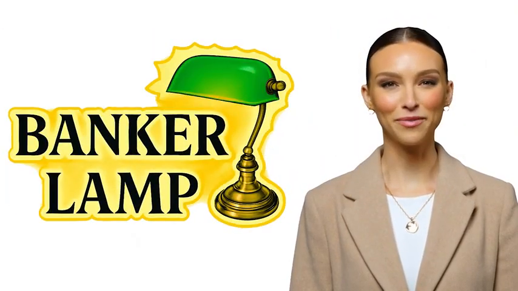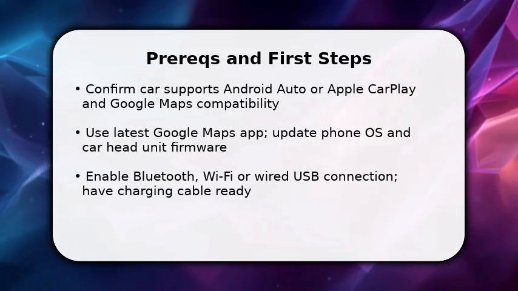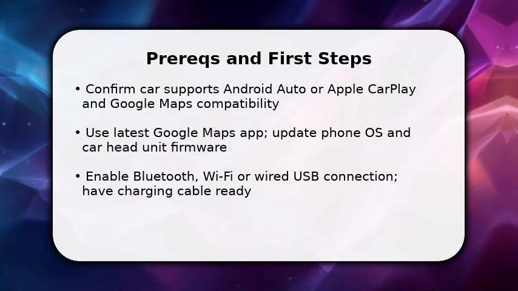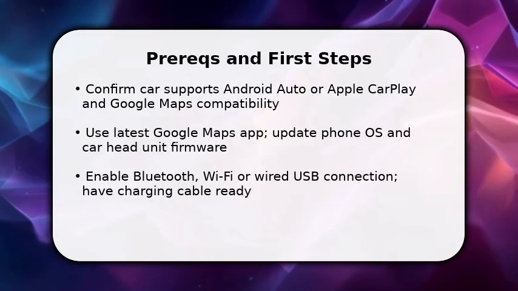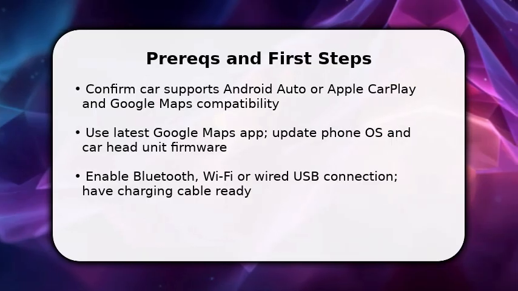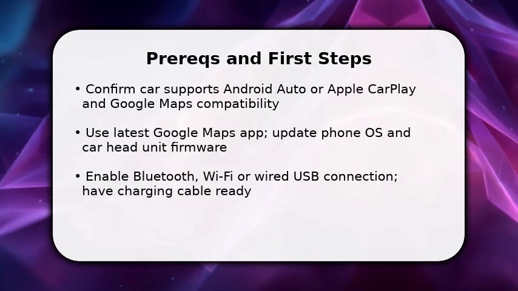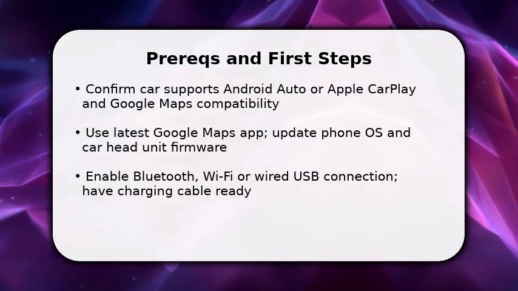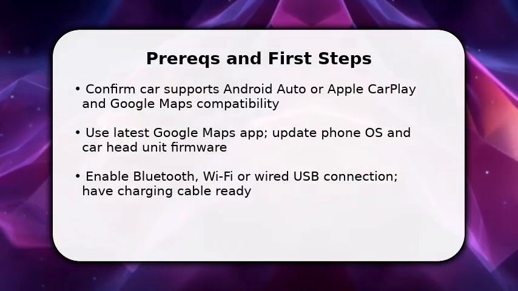Please enjoy the video. You start by confirming compatibility. Android Auto for Android phones, Apple CarPlay for iPhone, Google Maps runs through those interfaces. Once done, update Google Maps and your phone's OS, then update the car head unit firmware to avoid handshake errors. Make sure Bluetooth and Wi-Fi are on, or use a high-quality USB cable for wired mode. A charging cable prevents connection drops. You'll be ready to pair and grant permissions in the next steps.